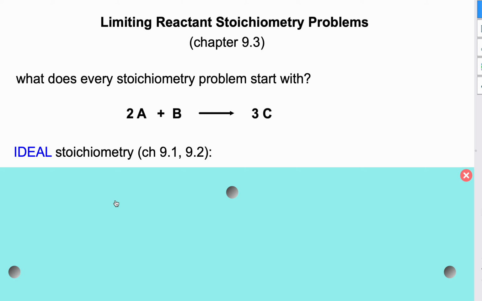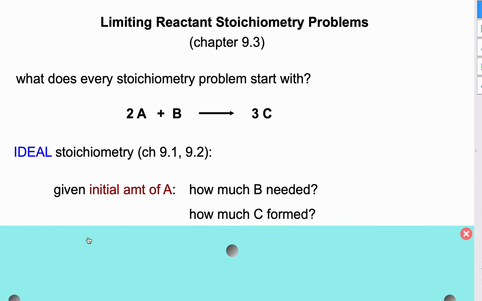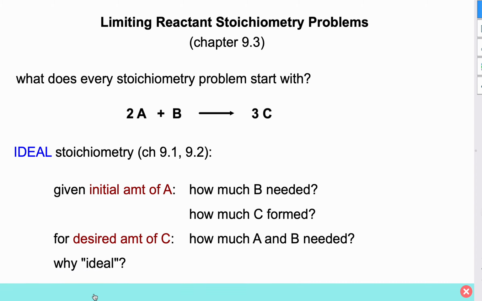In the first part of this unit we covered ideal stoichiometry. And in an ideal stoichiometry problem, we ask the questions: if I give you an initial amount of A, how much B do we need to use it all up? And how much C do we expect to get out? We also ask the question, for a desired amount of C that I want to end up with, how much of reactants A and B do I need? Why is this called an ideal stoichiometry problem? Well, because everything is used up and nothing is left over.